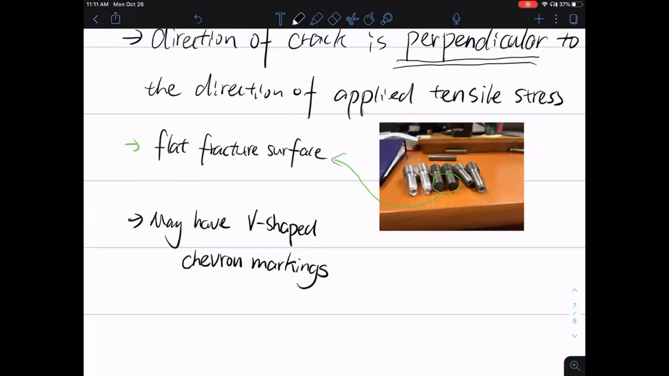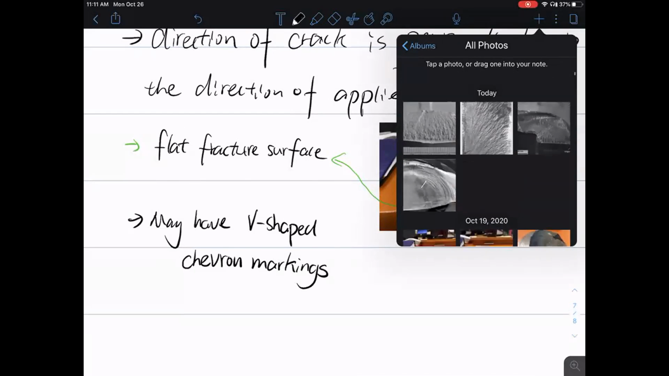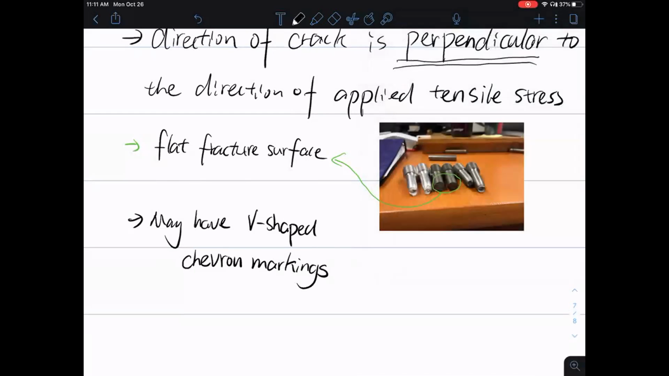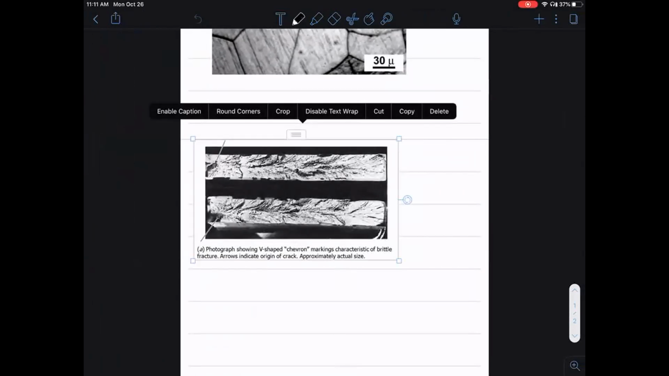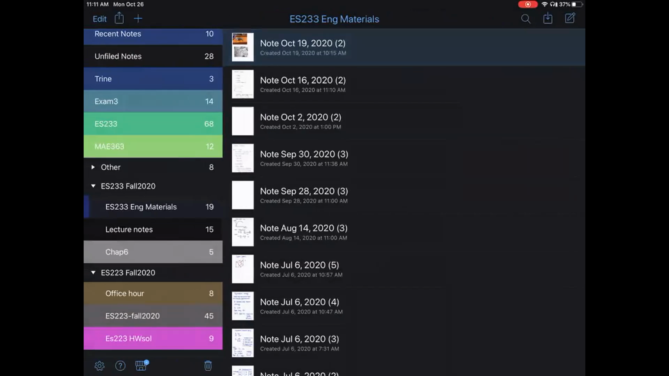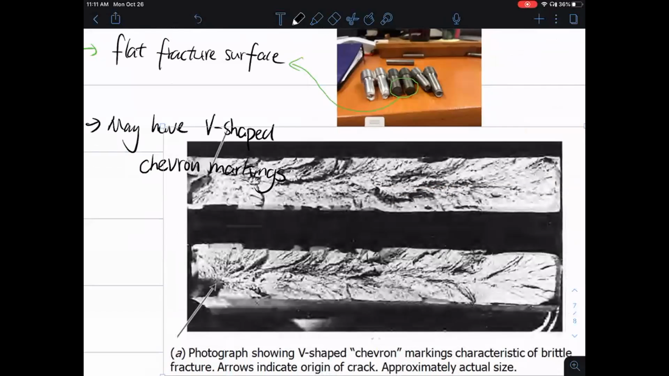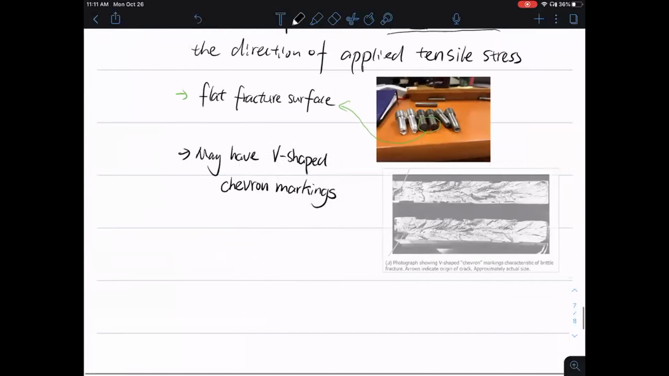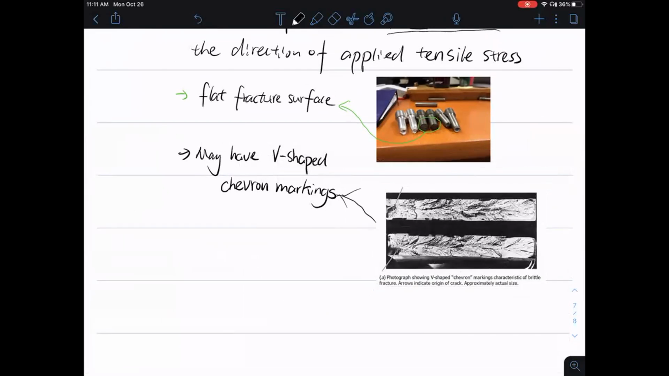Let me find a picture to show you that. A good picture to show you right here. This picture shows what V-shaped chevron markings are.